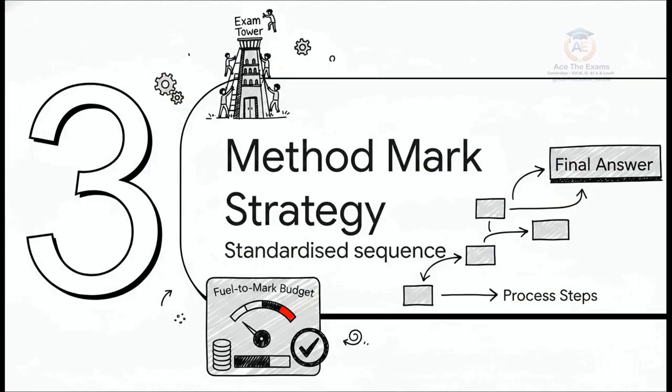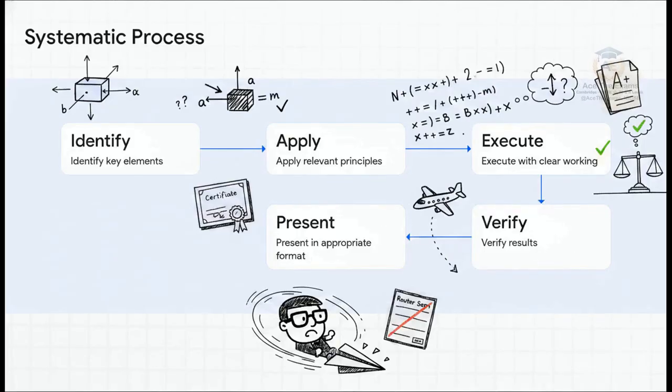The method mark strategy. This is where we talk about hacking the grading system. I want to introduce you to a concept I call the fuel-to-mark budget. Here in the exam tower, we know for a fact that the process you write down on your paper is just as vital as the final answer you inevitably double underline at the bottom. We aren't just hunting for accuracy marks here. We are actively, aggressively hunting for method marks. To absolutely maximize your fuel-to-mark budget, you must follow the standardized sequence that examiners explicitly look for.